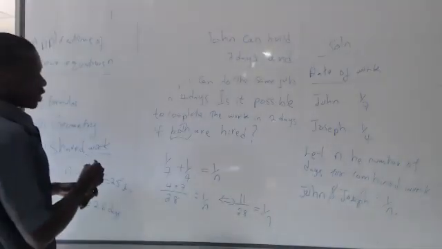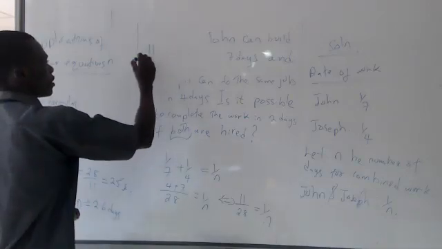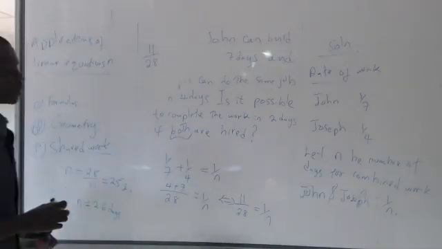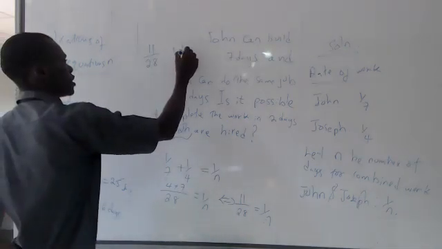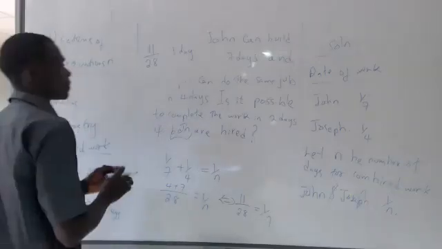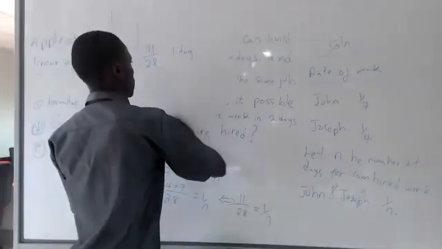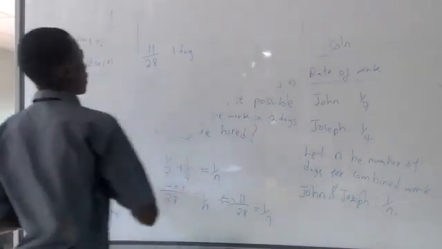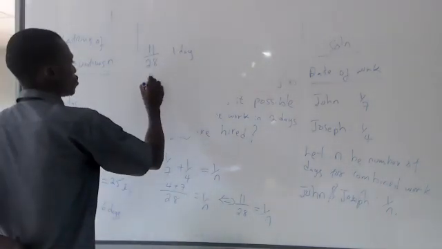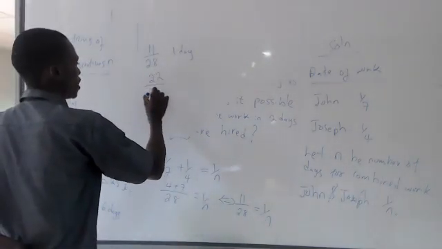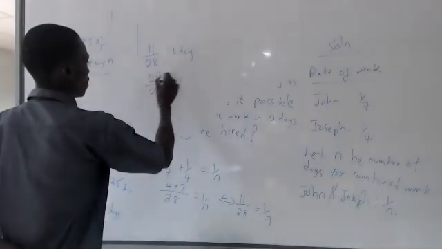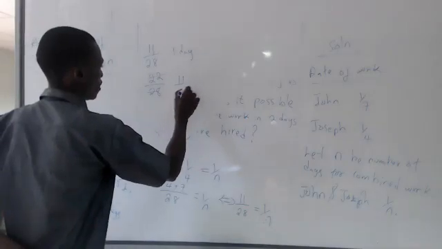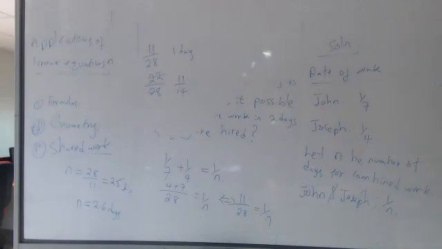Let me see. You're saying in 1 day they can complete 11/28. That is the amount of work in 1 day. The question is, is it possible to complete it in 2 days? So we need to see what amount of work they can do in 2 days. 22 divided by 28. So is it okay to say that? I can just state my answer as they cannot complete it in 2 days.